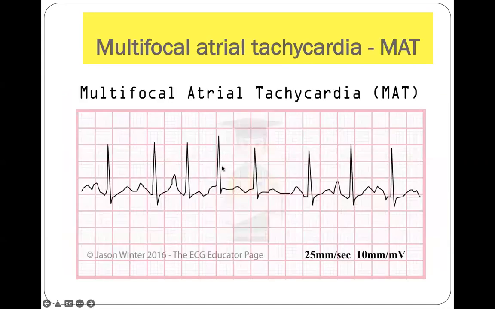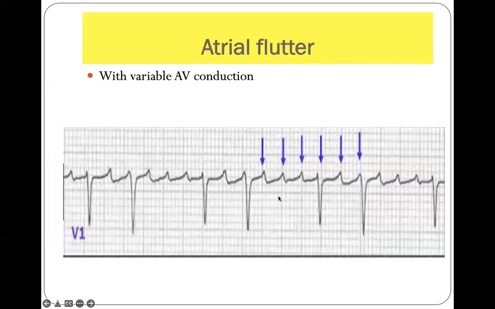If you look at this form, here you'll see multiple shapes of P. This is one shape of the P wave. This is another shape. This is a third shape. This is a fourth shape, which is biphasic, some positive and some negative. So here you see multiple shapes of P waves, so it is a multifocal atrial tachycardia.